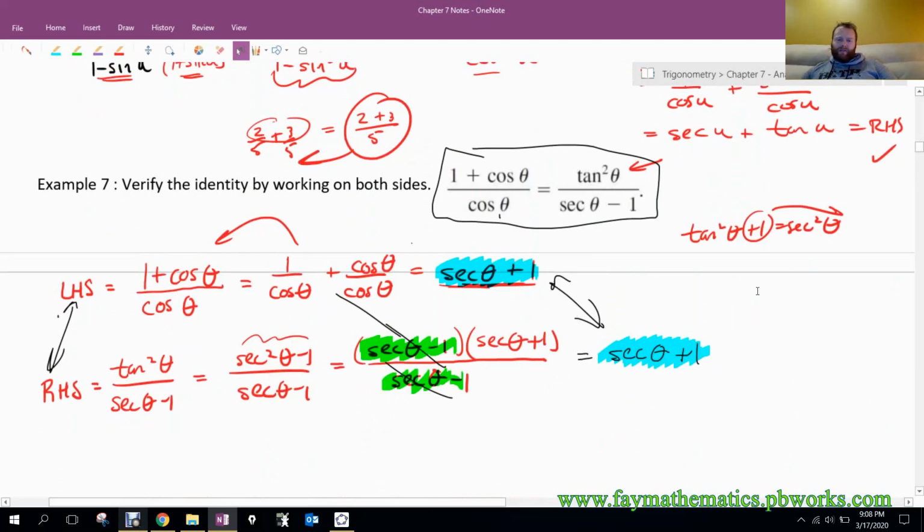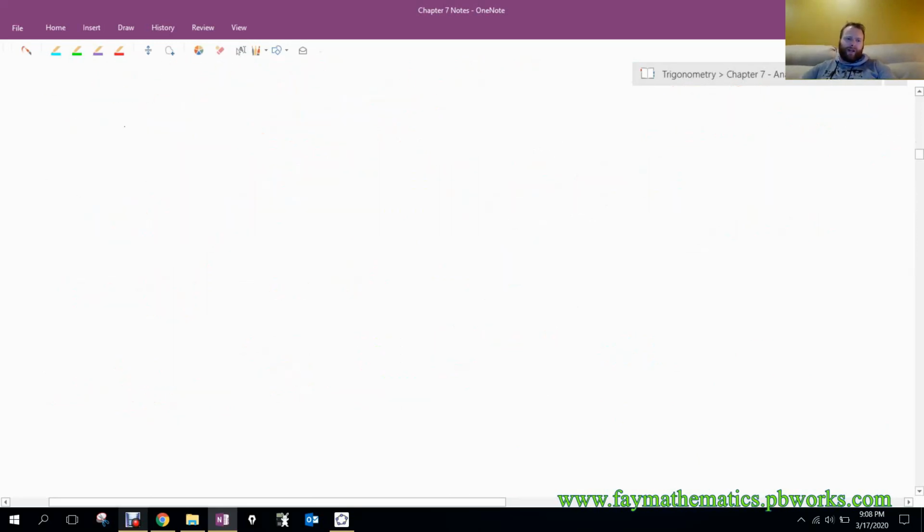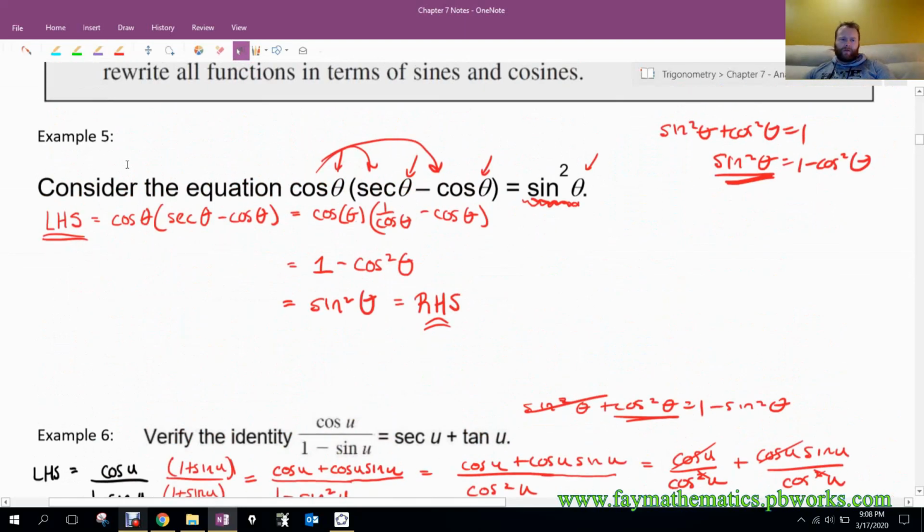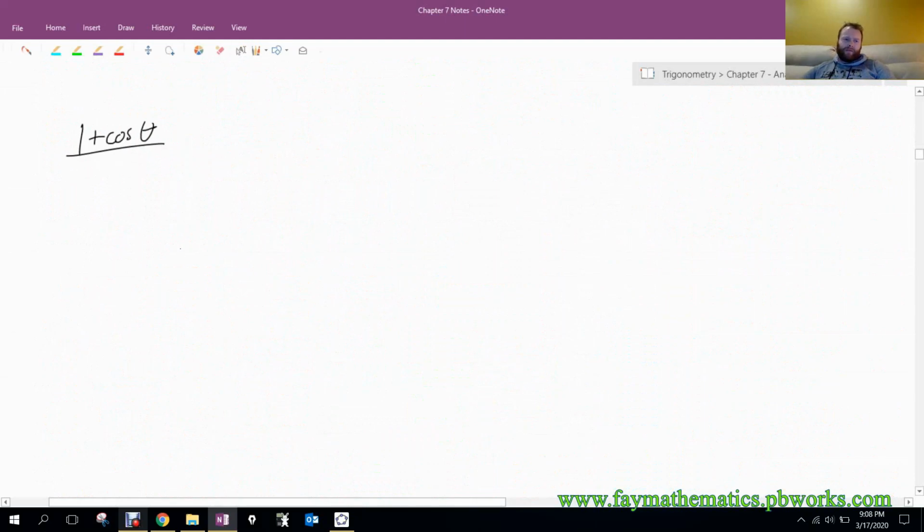I don't know if there's maybe an alternative way. Let's go with that one. Let's just see what happens here. This might lead to nothing. We had 1 plus cosine over cosine. So that was the left-hand side.